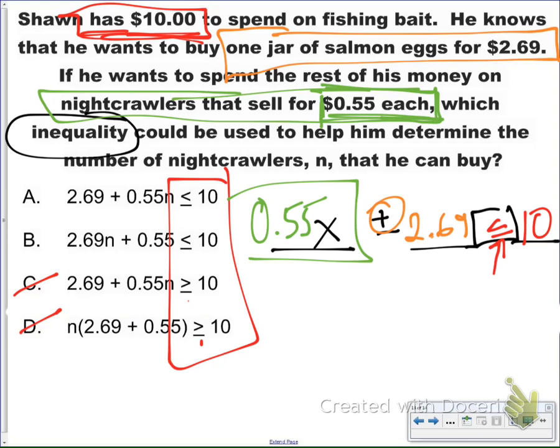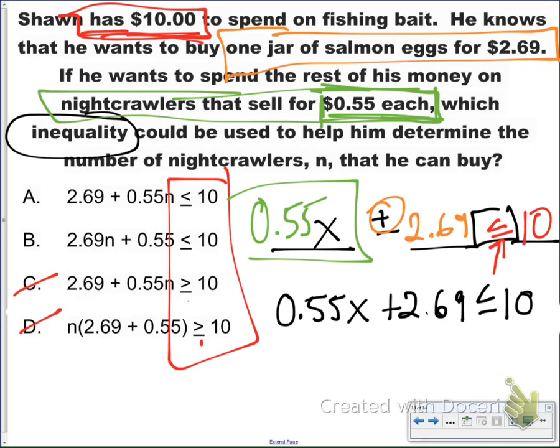So now I've been able to build my inequality here. So if I was going to write this out, I would have 0.55x plus 2.69 is less than or equal to 10. Now, I don't see something exactly like that, but I do see one with all these pieces. I need 2.69 by itself. That gets rid of b for me and only leaves me with a. Now, they switched it around on you and they put the 2.69 in front. Doesn't matter. The important part is that it's by itself.